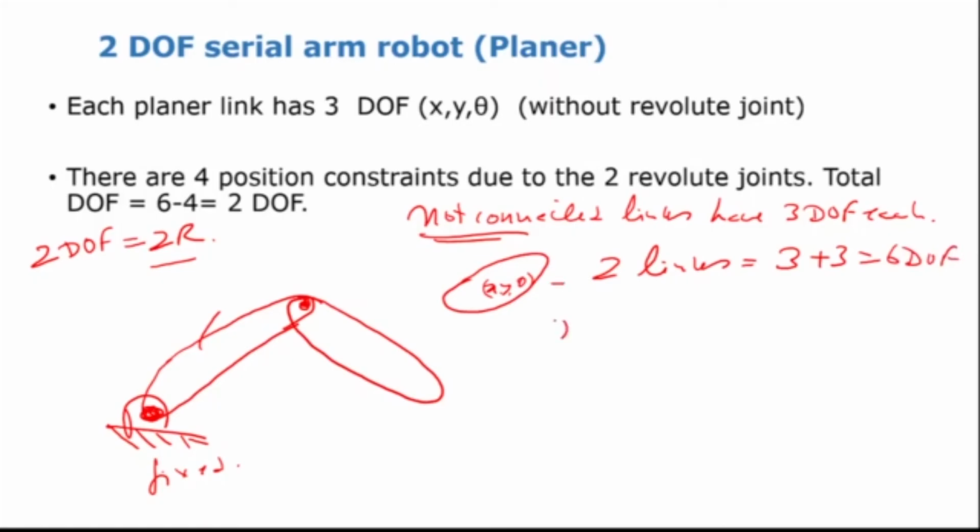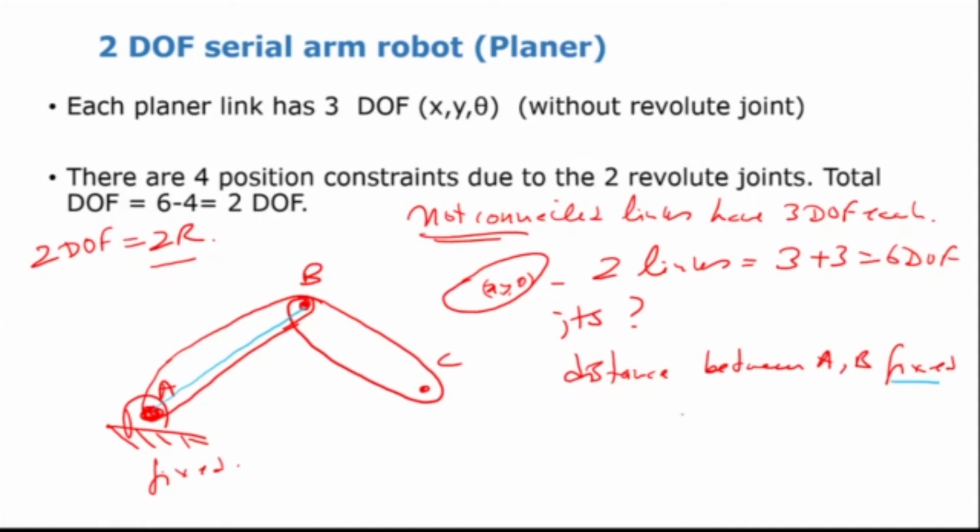But the moment I make joints, what do these joints do? These joints put some kinematic constraints. What kind of kinematic constraints? For example, if this is my point A, joint A, this is my point B, joint B, and this is C. Then the moment I put this joint, what would happen? The distance between A and B gets fixed. Why? Because I put a joint at A. So this B can only rotate, the distance between A and B is now fixed. So this distance gets fixed now. That means how many constraints have been put? The distance between A and B being fixed means the X and the Y are fixed. That means there are 2 constraints.